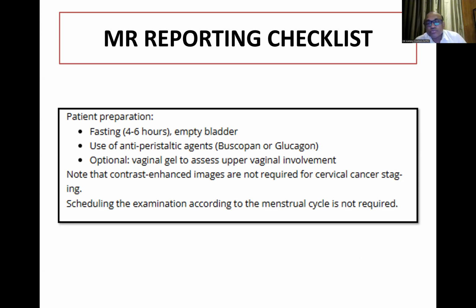Antiperistaltic agents like Buscopan or glucagon can be given. An optional vaginal gel can be used to assess upper vaginal involvement. Note that contrast enhanced images are not required for cervical cancer staging. Scheduling the examination according to the menstrual cycle is not required.